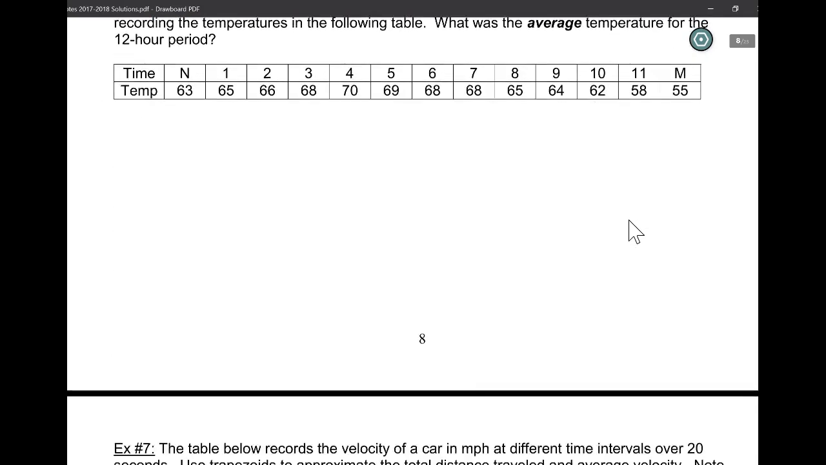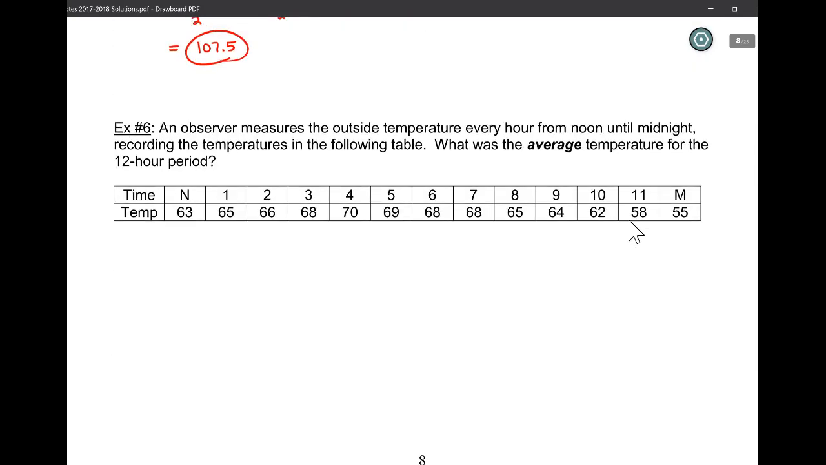Okay, example 6. An observer measures the outside temperature every hour from noon until midnight. Recording the temperatures in the following table, what was the average temperature for the 12-hour period? So first thing we're going to do is we're going to look for the net total of basically the temperature accumulations. So we're going to treat n as 0, midnight is 12. So if we look here, the heights are all 1. And so let's write out our trapezoidal approximation. So it's going to be 1 over 2.